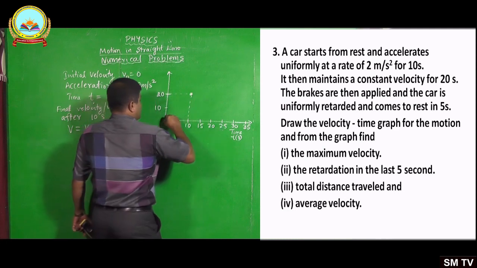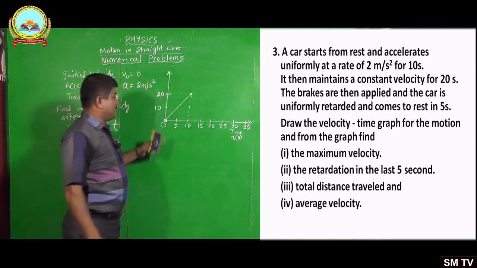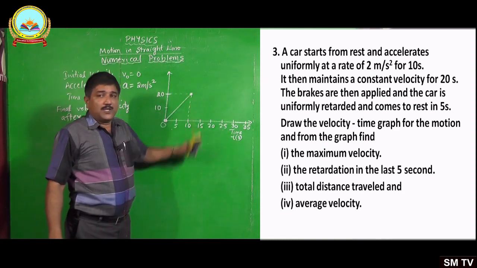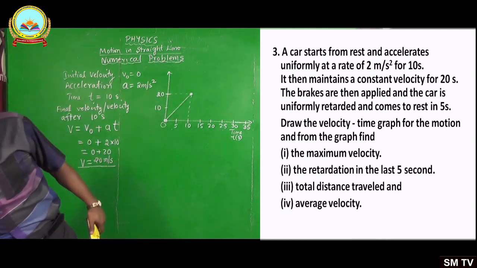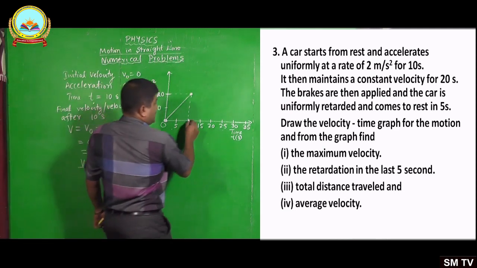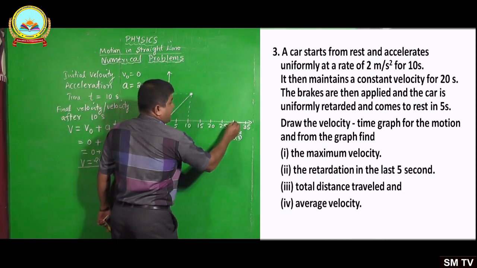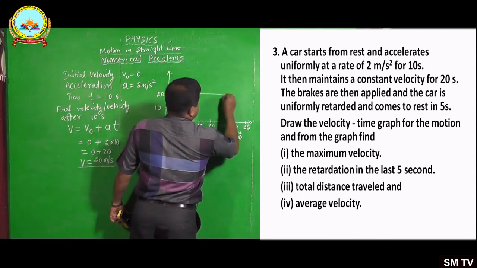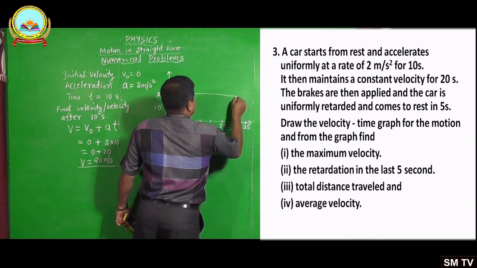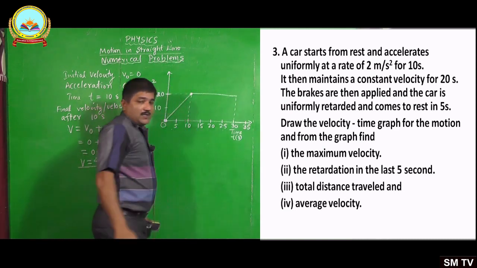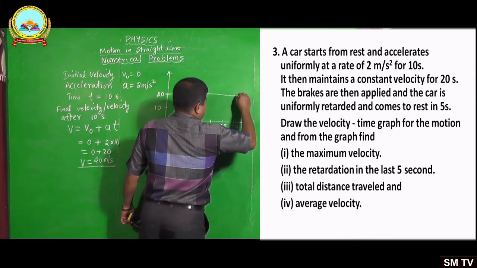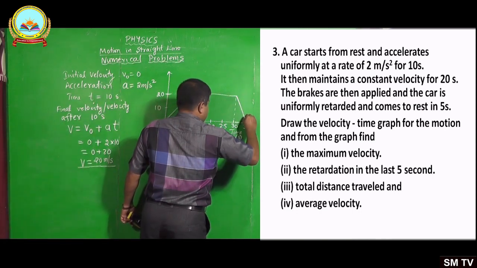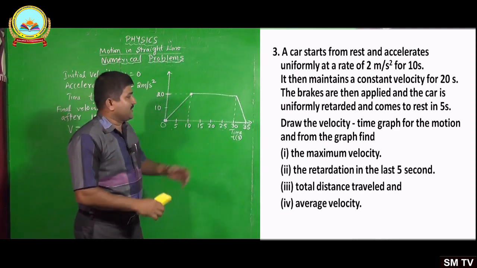Now what you have to draw is a line from the origin to this point, then constant velocity for another 20 seconds. So 10 to 30 seconds constant velocity, like this. Then for the last 5 seconds it is retarded, brought to rest by applying brakes. So this is the graph for the last 5 seconds.